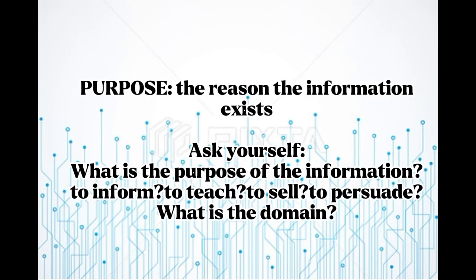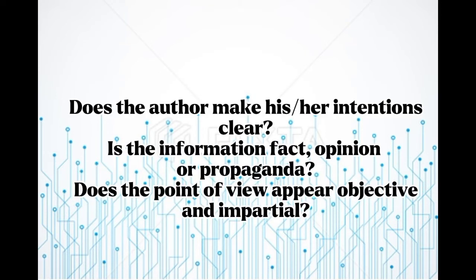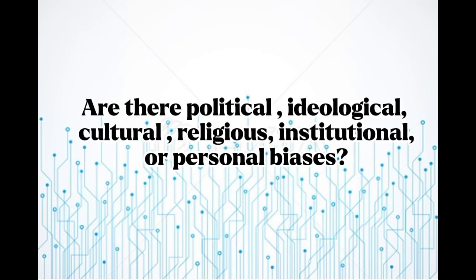The fifth and the last criteria is purpose, the reason the information exists. The questions to be asked are: what is the purpose of the information? To inform, to teach, to sell, to persuade? What is the domain? Does the author make his or her intentions or purpose clear? Is the information fact, opinion, or propaganda? Does the point of view appear objective and impartial? Are there political, ideological, cultural, religious, institutional, or personal biases?